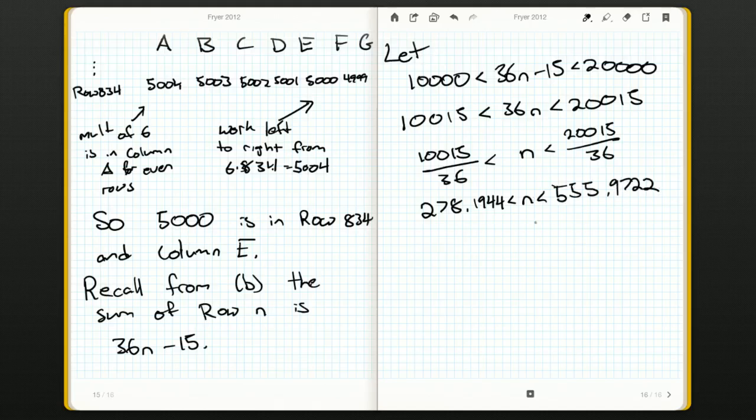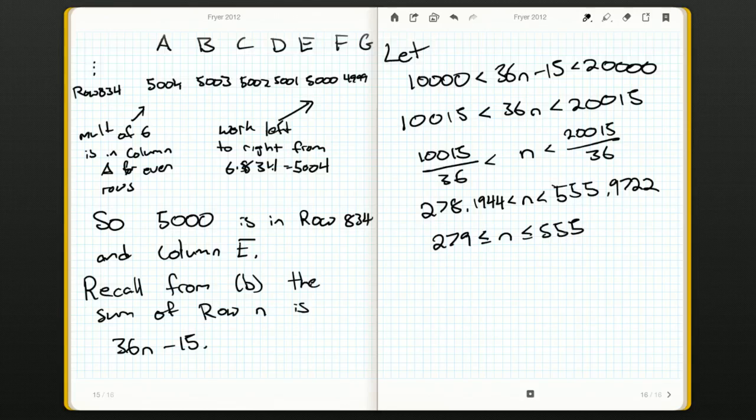Notice that this at least makes a little sense. We already know that there are going to be 5,000s in row 834, so 6 of those is up to 30,000. So we're definitely looking at numbers that are less than row 834, and that's indeed the range we've got. It's not the greatest check, but at least we didn't have something like n has to be more than 1,000, which would obviously be nonsense. Okay. So these are decimals, which means that we can say that n is definitely between 279 and 555.